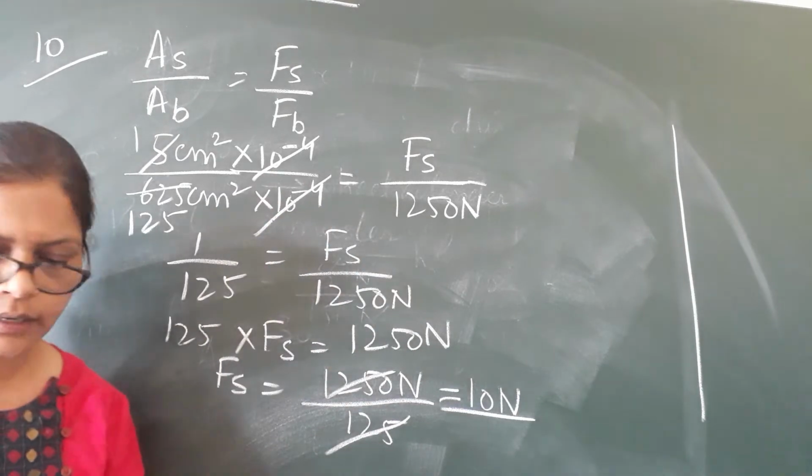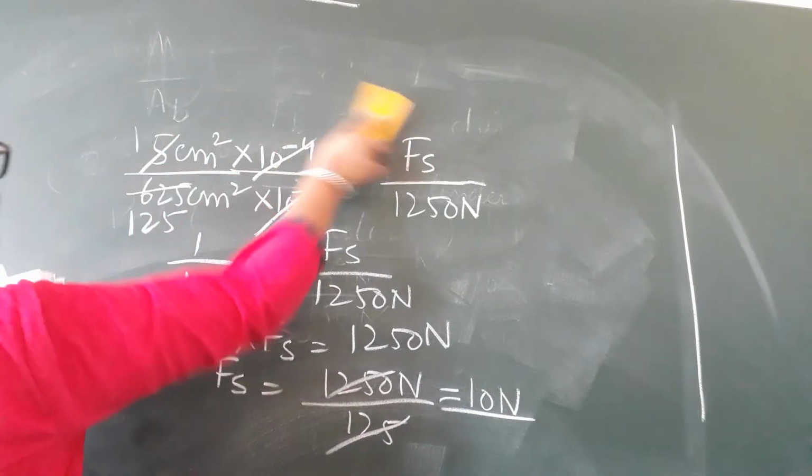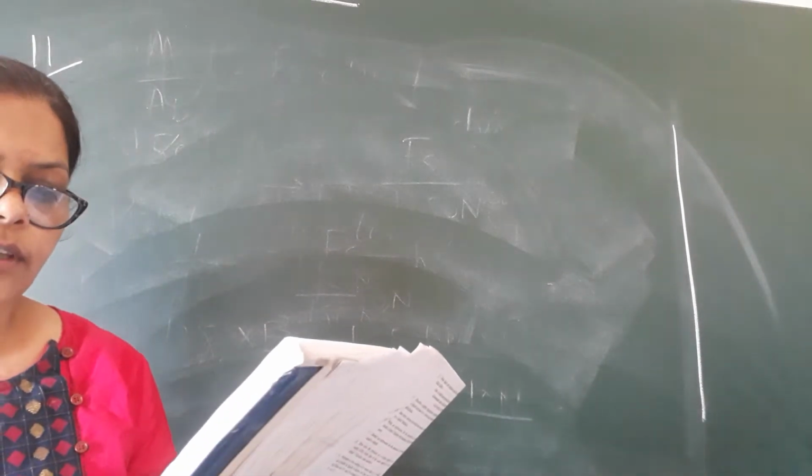Just have a look at this numerical and then we move on to the next numerical, that is numerical number 11. Okay, now we go to the 11th numerical problem. I hope you are able to understand the numerical problems. 11th numerical problem. The diameter of the neck and the bottom.